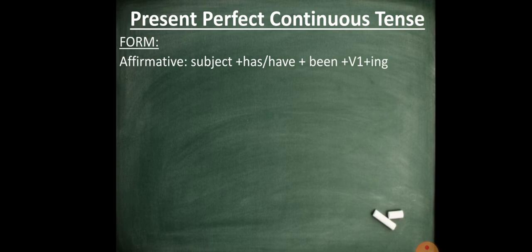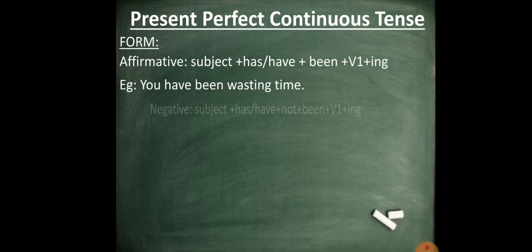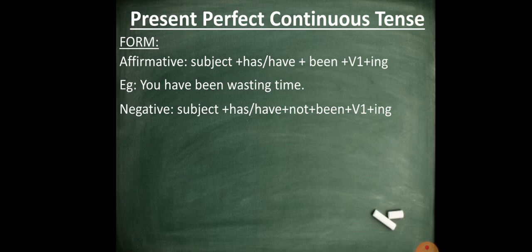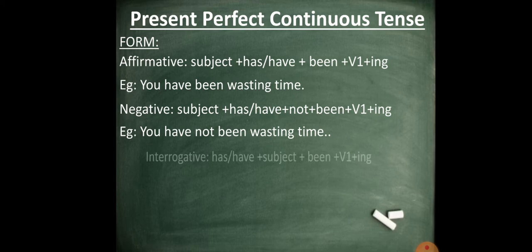In the affirmative form, we will use subject plus has/have plus been plus V1 plus ing. Let's take up an example. You have been wasting time. Now, the negative form will be subject plus have/has plus not plus been plus V1 plus ing. So the negative will be you have not been wasting time.